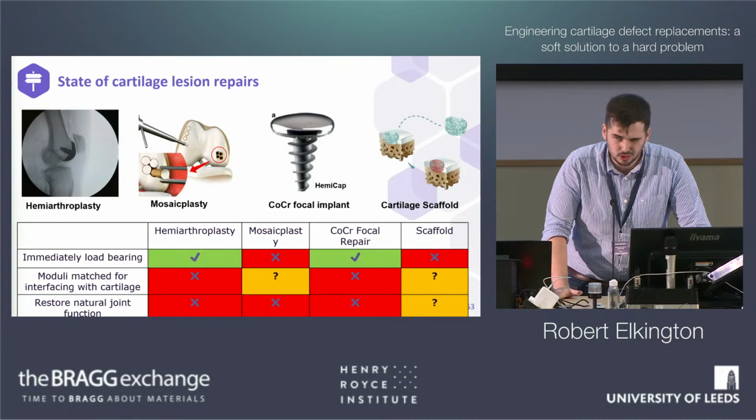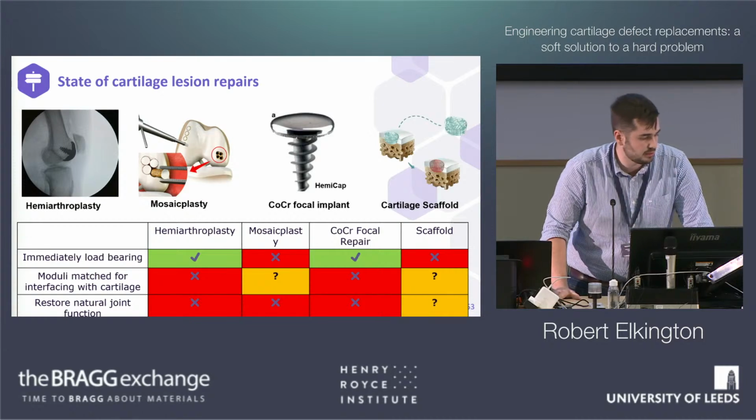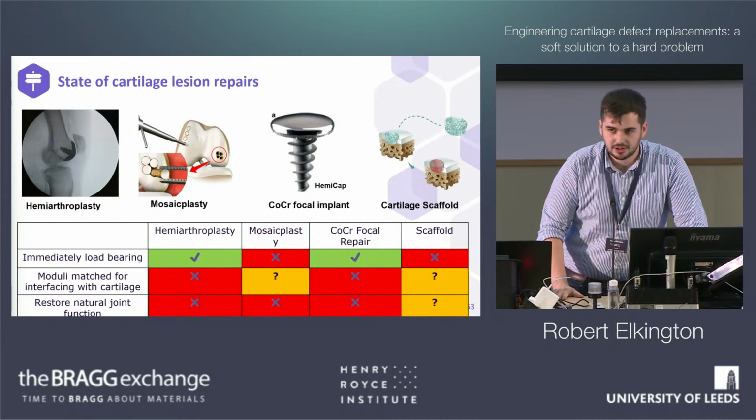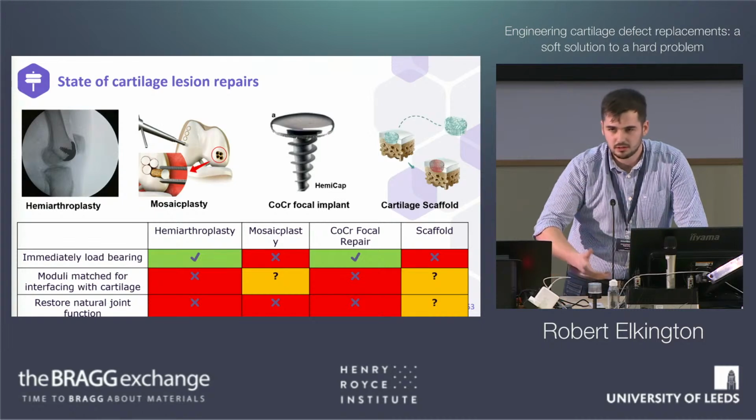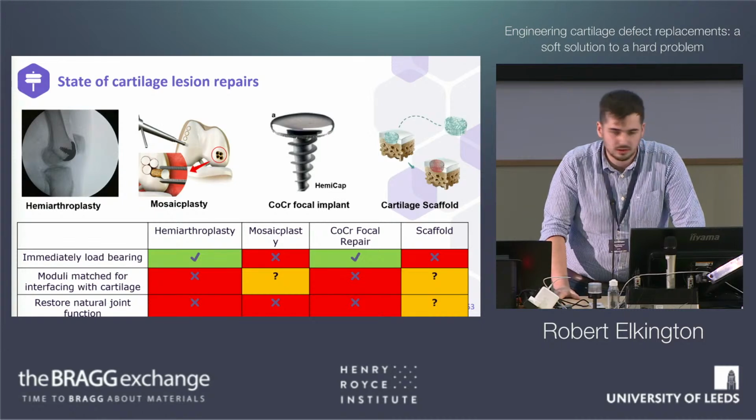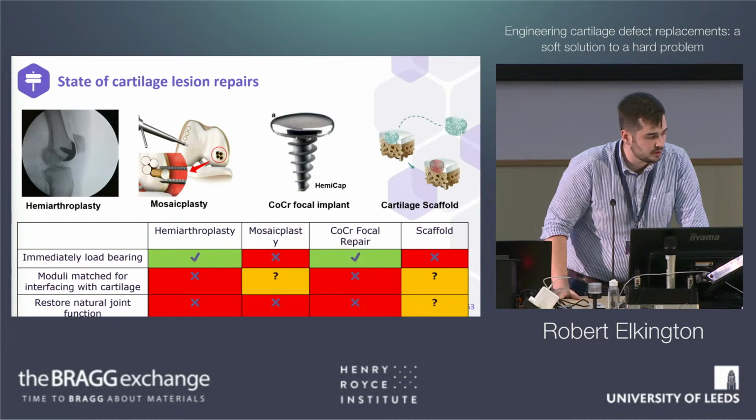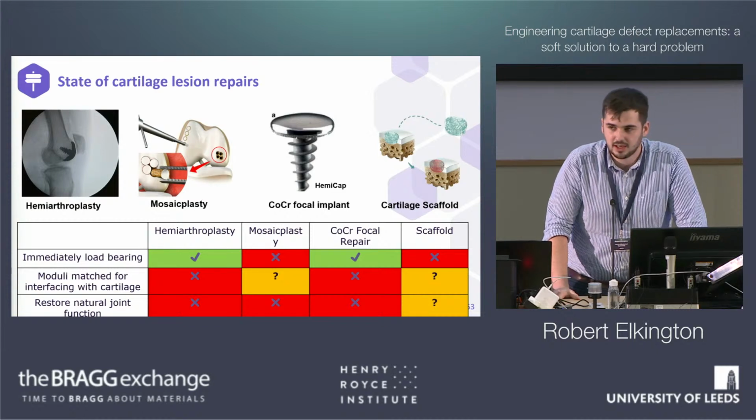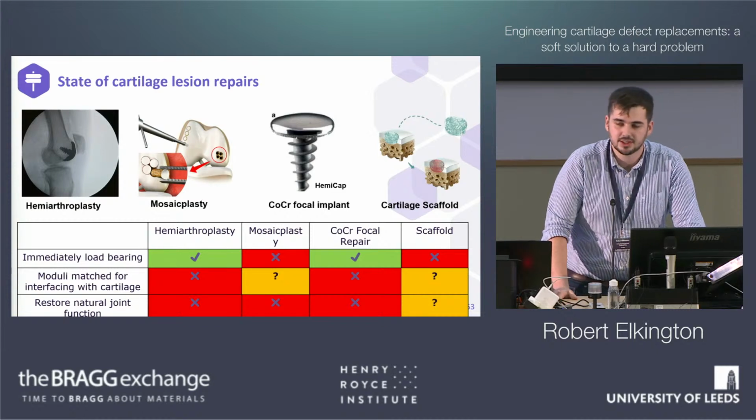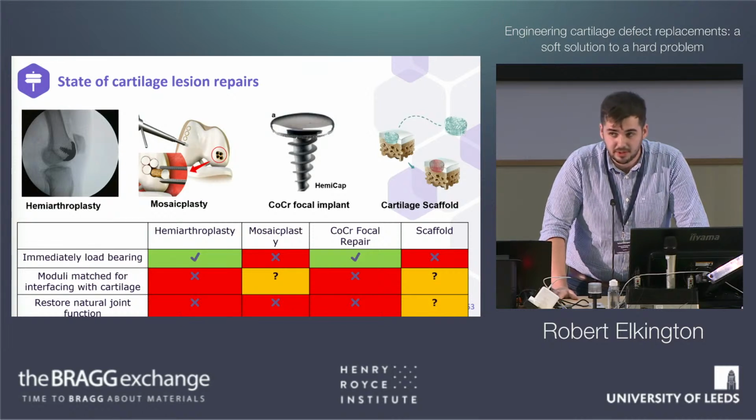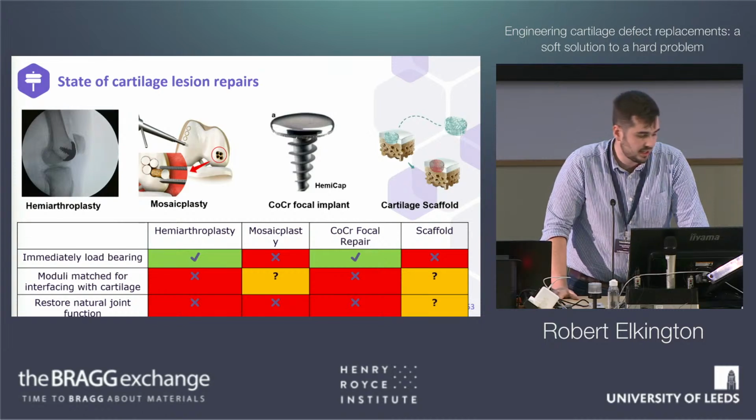These are the 4 broad therapies available on the market right now. So hemiarthroplasty. That's where you might replace one whole side of the knee with a piece of cobalt chrome. I think some ceramics are used as well. But that's not very good for interfacing with cartilage. A hard material and a soft material, you get a smaller contact area, higher loads. So whilst you can implant it and the patient can probably walk out, it is immediately load bearing. It's not really matched for cartilage, and it certainly doesn't restore natural joint function.